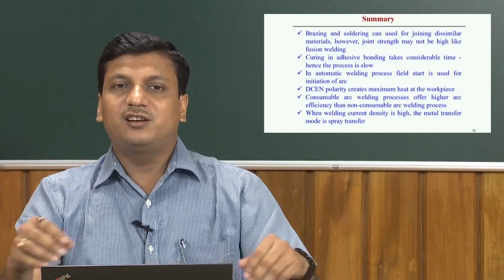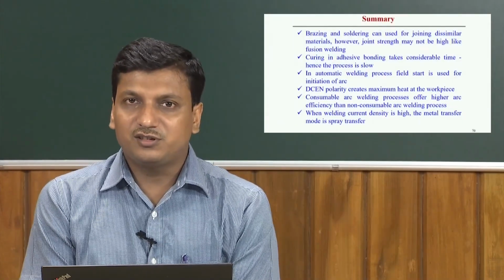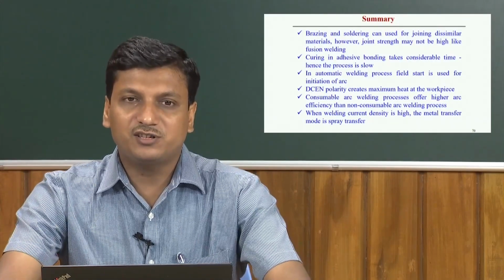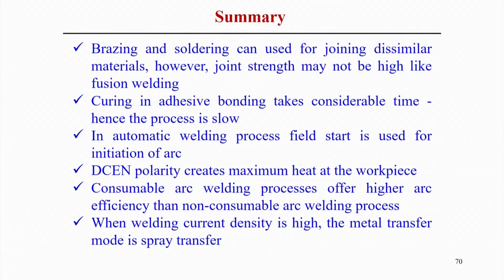Next, we have also discussed the adhesive bonding process, the several methods of adhesive bonding, and the basic principle and mechanism. But from a practical point of view, what we understand from adhesive bonding is that curing of one of the components actually takes considerable time. So, the process is very slow. In most cases adhesive bonding is normally used for aesthetic purposes, but commercially this cannot be an alternative to other fusion welding processes, where the mechanical strength of the joint is the main concern.